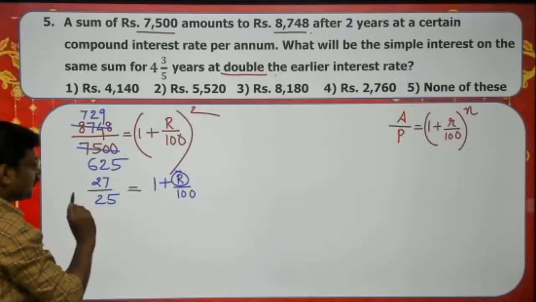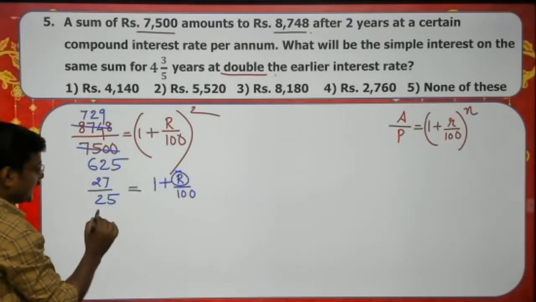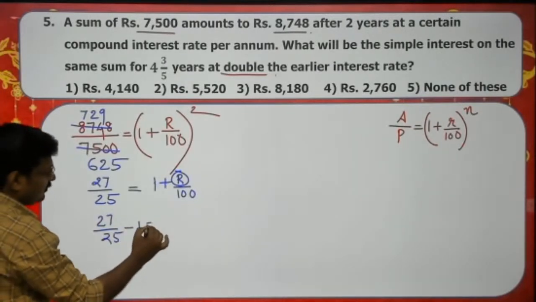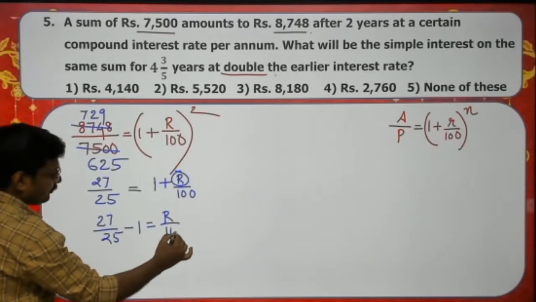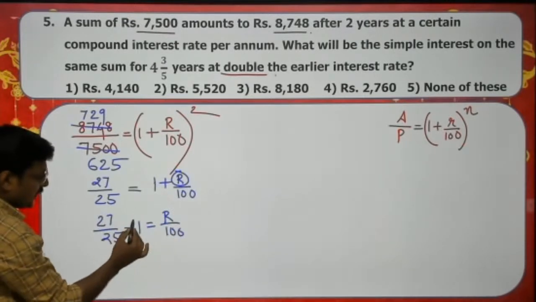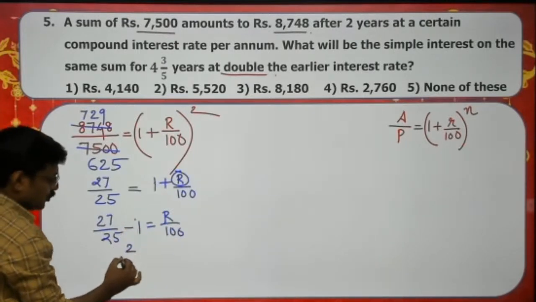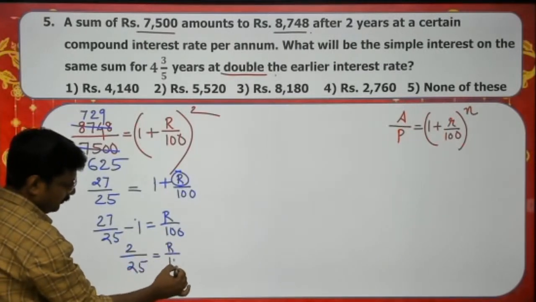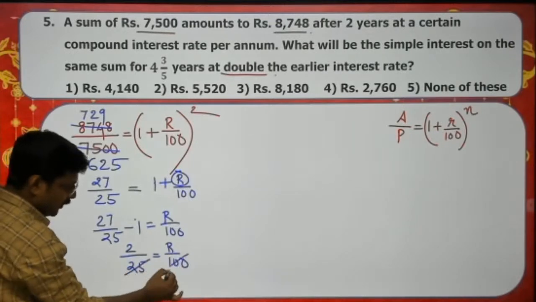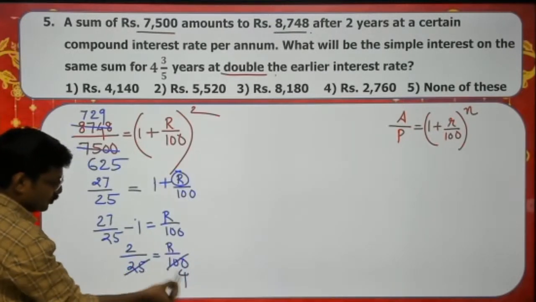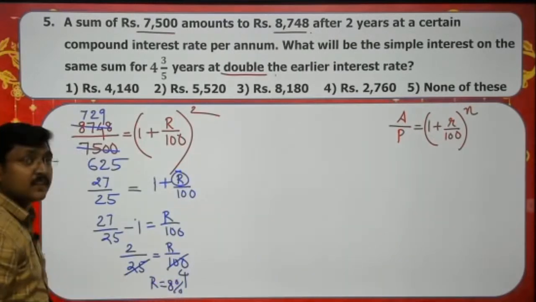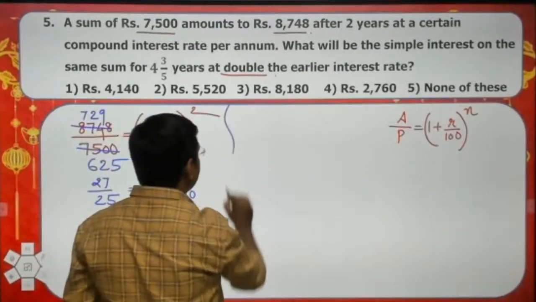So I am taking this one to the left hand side, or we can say that 27 by 25 minus 1 is equal to r by 100, correct? Listen, on crossing, 27 minus 25, it is 2. 2 divided by 25 is equal to r by 100, or we can say 25 4 times. So r by 4 is equal to, or r is equal to 8. We got it as 8%. So finally we got the rate, and we need to find the interest, right?